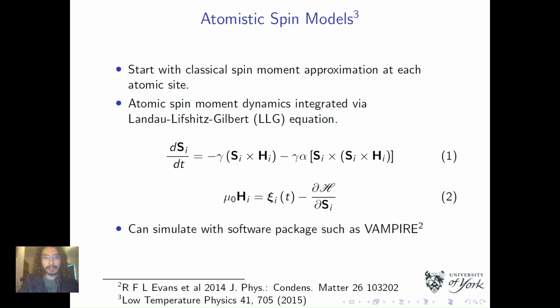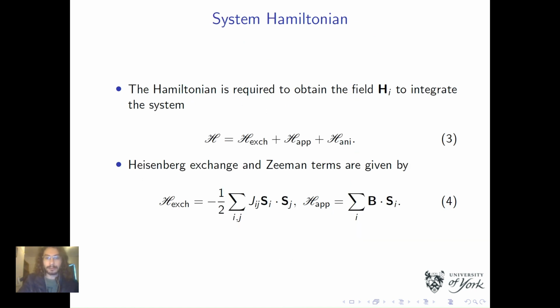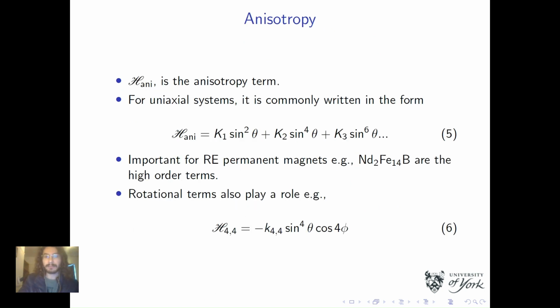So just to start off with, we start with the Landau-Lifshitz-Gilbert equation. We have a spin precessing in some effective field, and this effective field can be derived by taking the derivative of the Hamiltonian with respect to the spin, and we can also add in a thermal field to add the temperature effects. So in our Hamiltonian, we have lots of different contributions, and here we're going to focus on the anisotropy contribution.